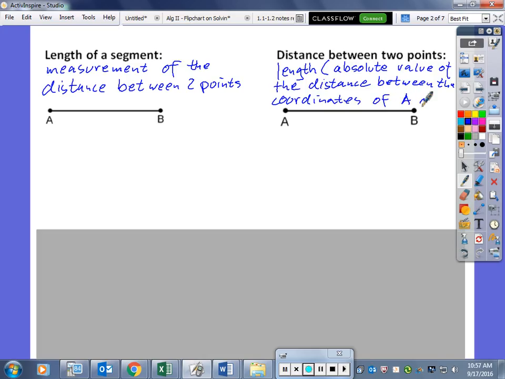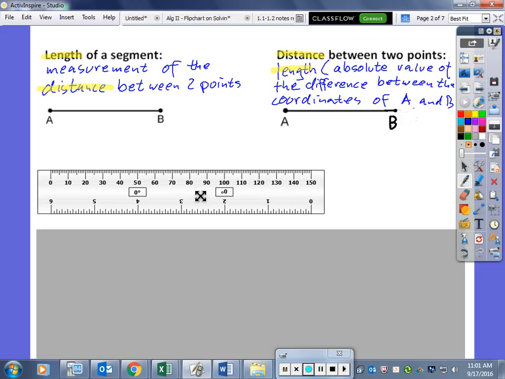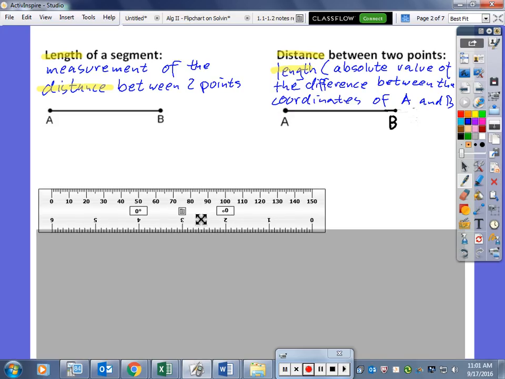So length and distance are kind of like the same concept. Length is like distance and distance is like length. So if I get my handy dandy ruler and I measure this segment, I will find out that the length of this segment is 60 units, whatever those units might be, right? And I could also then say the length of AB is equal to 60 units.